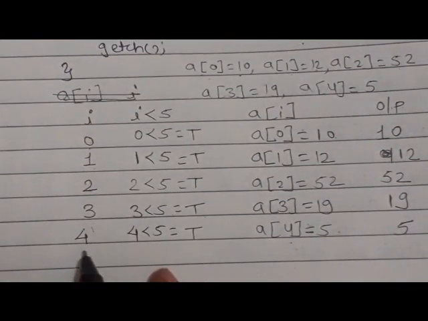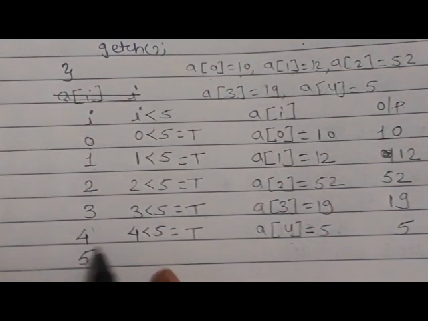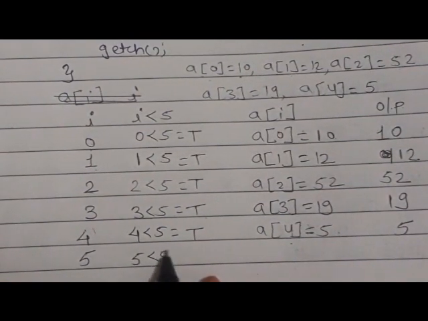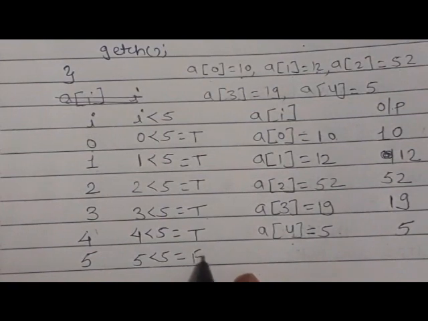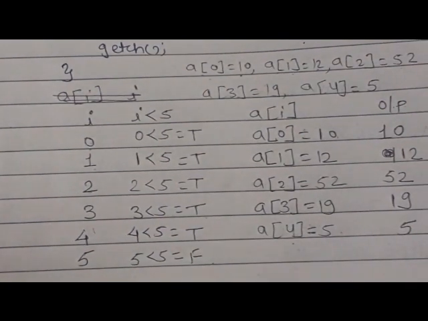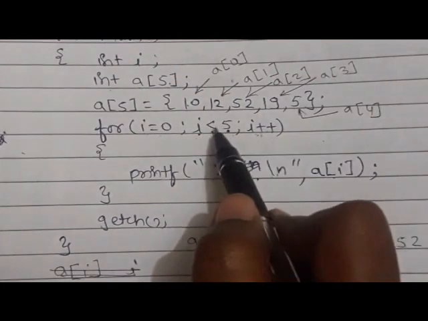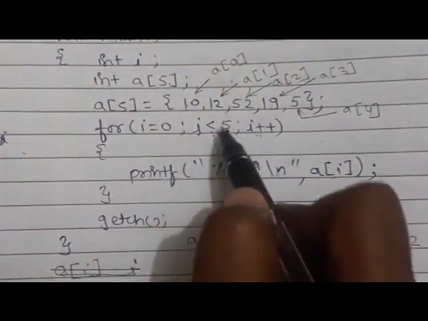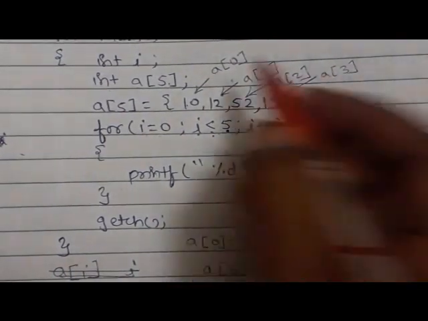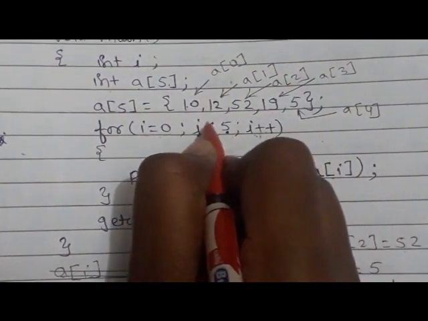So here the value of I is 4, and it will increment by 1, that is 5. So again it will check the condition, 5 is less than 5. So here the condition is false. Now when the condition is false, at that time our control comes from here.